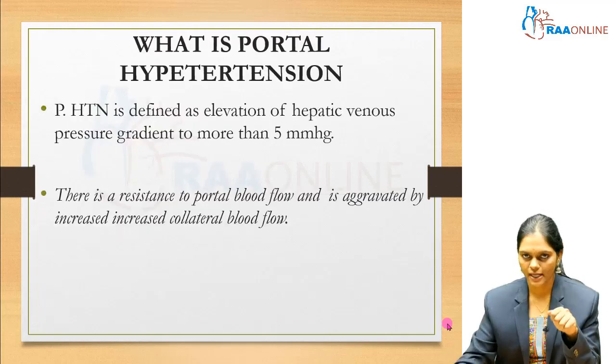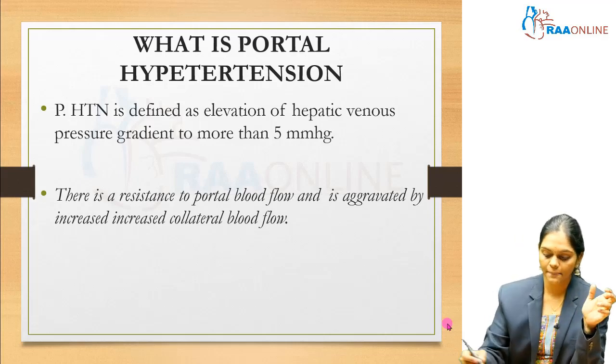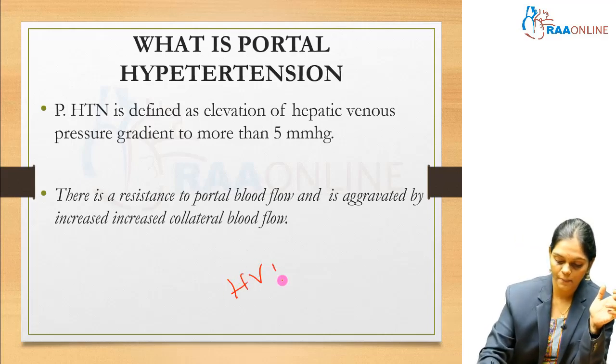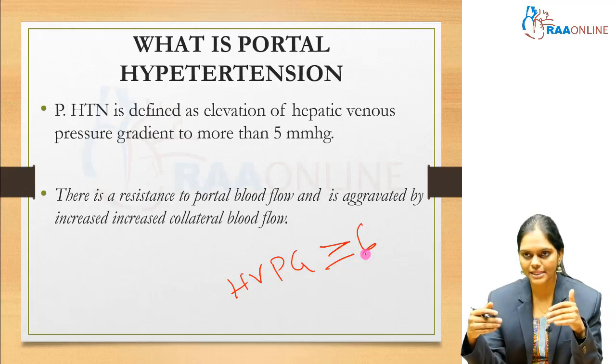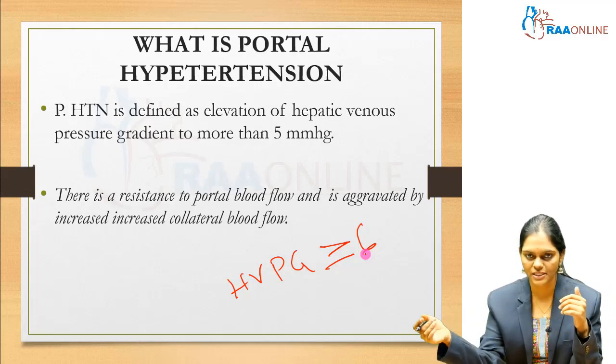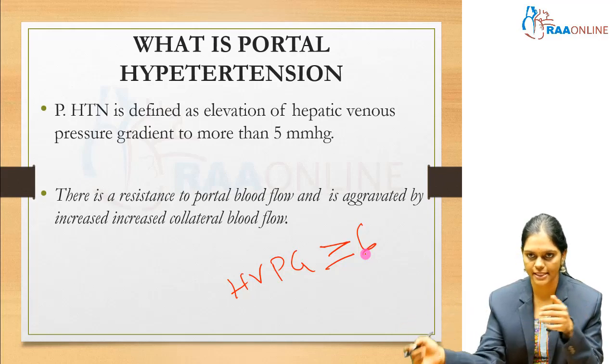So, what is portal hypertension? Portal hypertension is defined as hepatic venous pressure gradient more than or equal to 6, or more than 5 millimeters of mercury. Okay. You'll understand once we see how to measure this hepatic venous pressure gradient. Everything you'll understand as the slides go by.